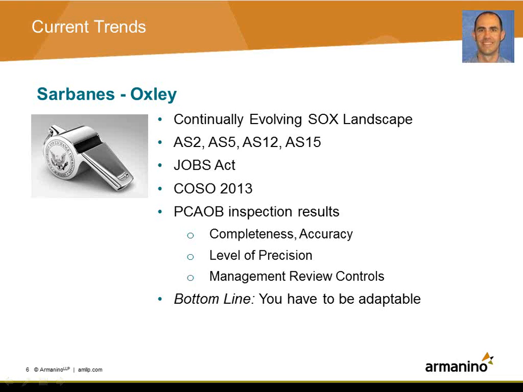Their inspection results are published to the public, and that is for every public accounting firm that they evaluate. And if you read those, you'll see that there are some significant themes that carry throughout, not only the Big Four, but both regional and national firms. First and foremost, a very significant focus on completeness and accuracy.